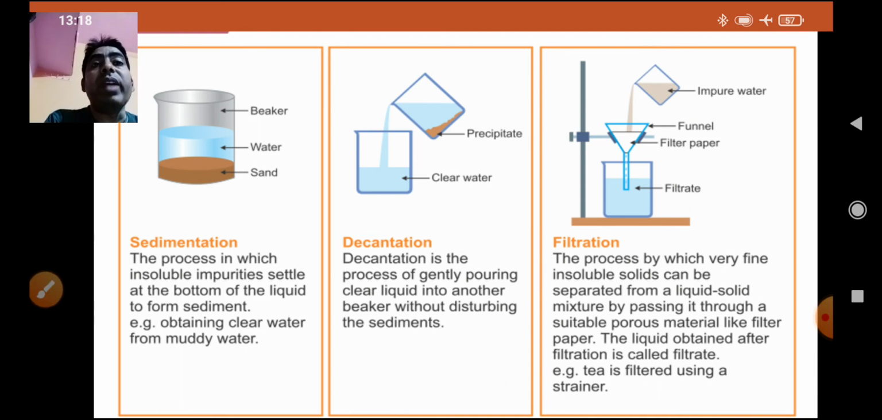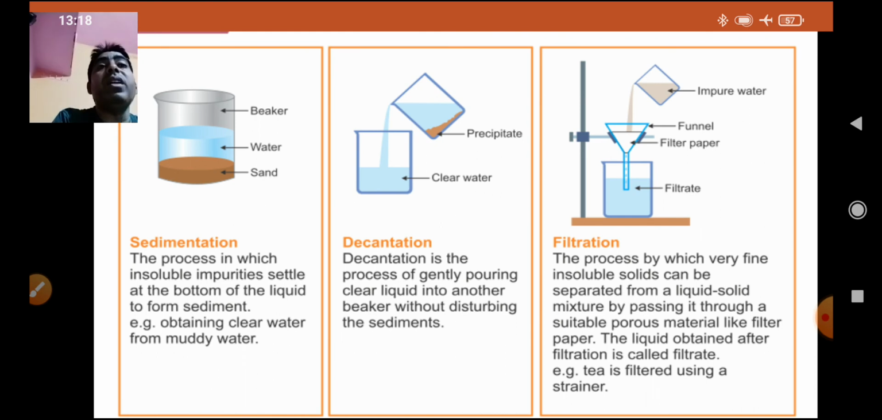This filter paper is a piece of circular paper that has millions of tiny holes. The holes of filter paper are so small that they cannot be seen with the naked eye, but can be seen only through a microscope.